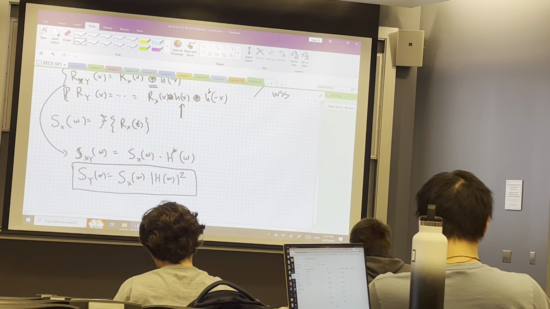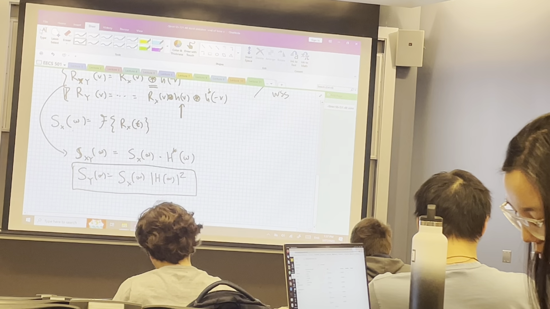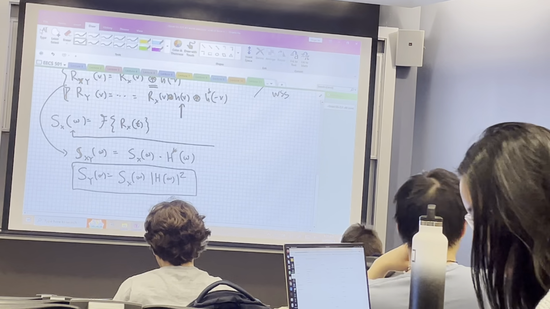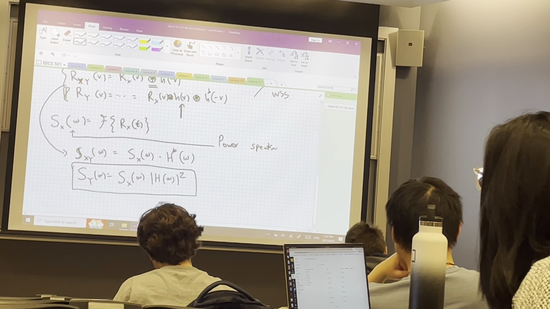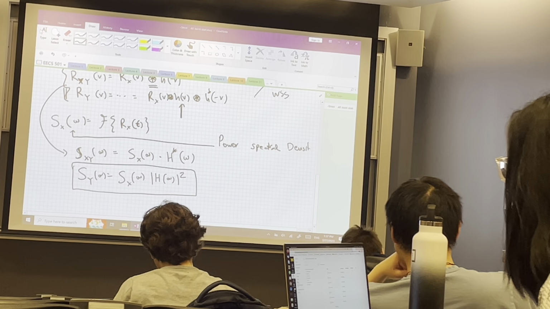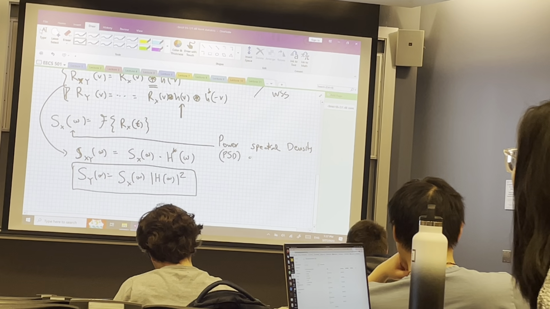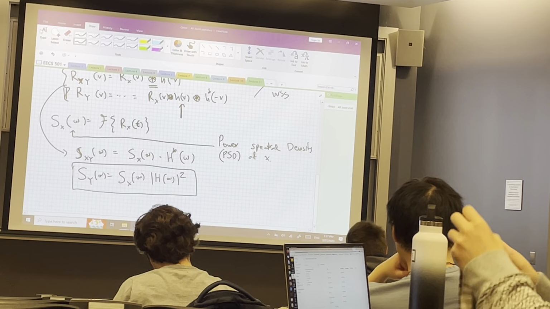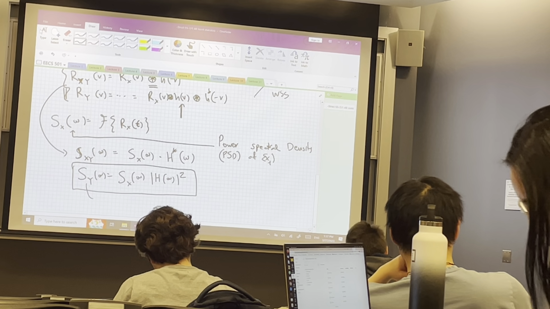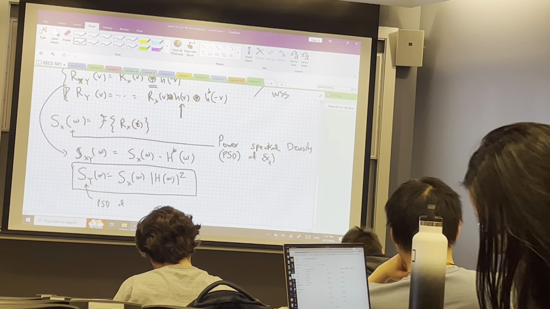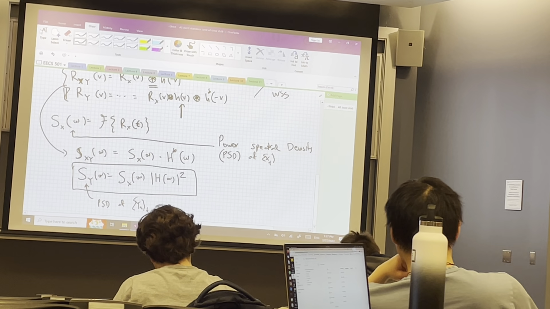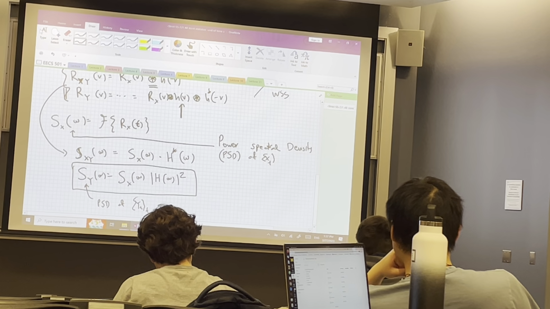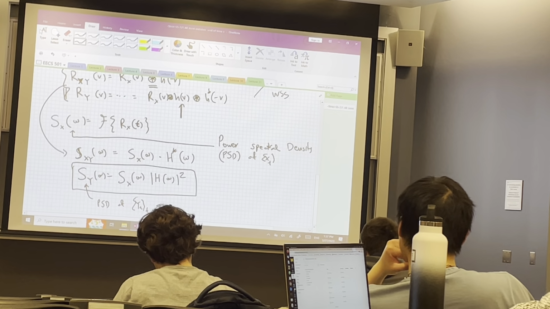This is a very important formula. We call this quantity the power spectral density, PSD, of x of t, and really this is the PSD of y of this process. So what is the power spectral density of a wide-sense stationary process? It is defined as the Fourier transform of its correlation function.